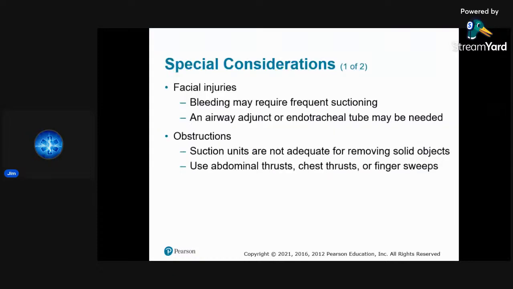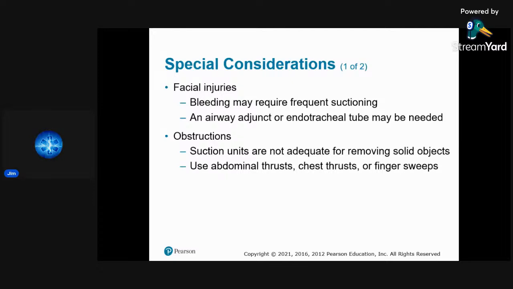Special consideration, facial injuries, right? Bleeding, heads and faces bleed a lot. They're very vascular, so they can bleed a lot. So they may require a lot of suctioning. With facial injuries, you may have to do an airway adjunct or an intercept and put an endotracheal tube in. Again, that's above your scope. That's an advanced EMT or paramedic level.